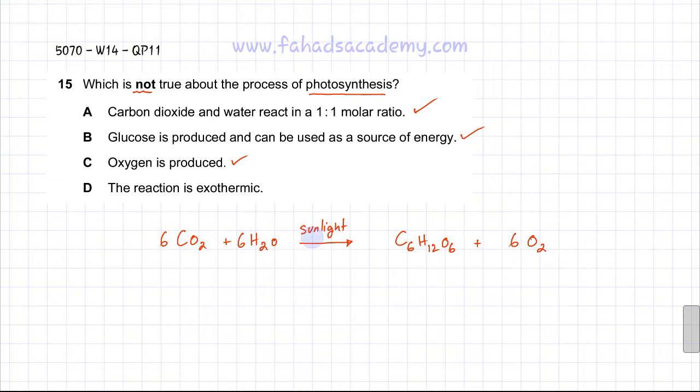Now, if you look over here, this process absorbs sunlight. So sunlight is being absorbed. When energy is being absorbed in the form of sunlight, that process is endothermic, and it's not exothermic. So it is an endothermic process. So this statement over here is the incorrect statement. Hence, option D is going to be your correct option for this question.